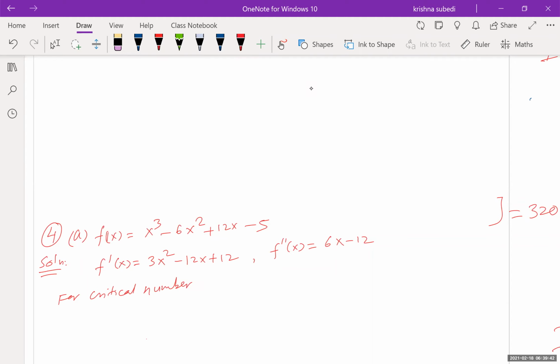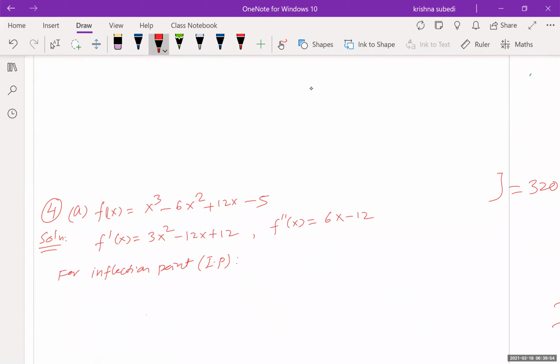Now, step 1, for critical number, not critical, here we need to find inflection point, sorry. For inflection point, so from now onwards, I call it IP. We know that inflection point occurs when the second derivative is 0, or the second derivative is undefined. We know this.